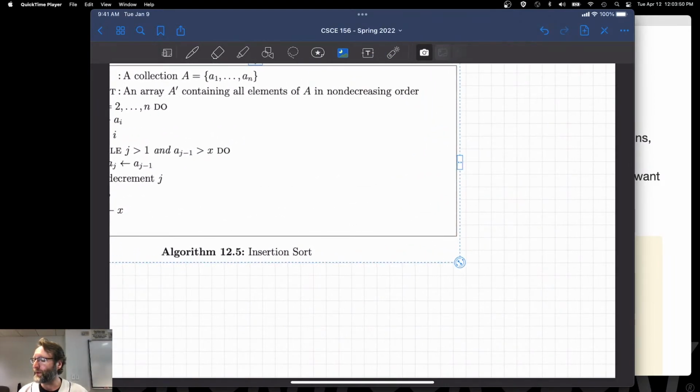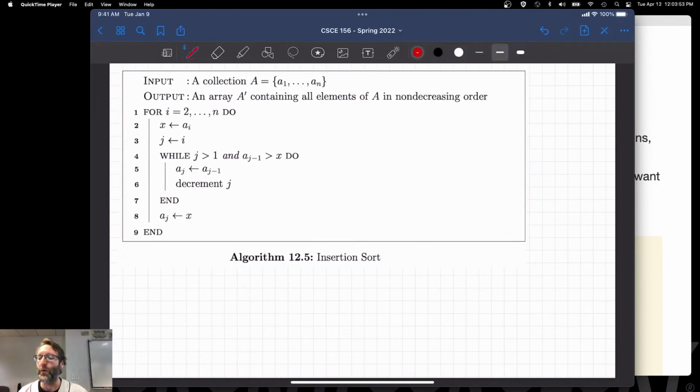So step 1, step 2, step 3. Fast forward. Step 1. What is the input? The collection. What is the input size? The number of elements in the collection. Step 3. What is my elementary operation? This comparison right here.